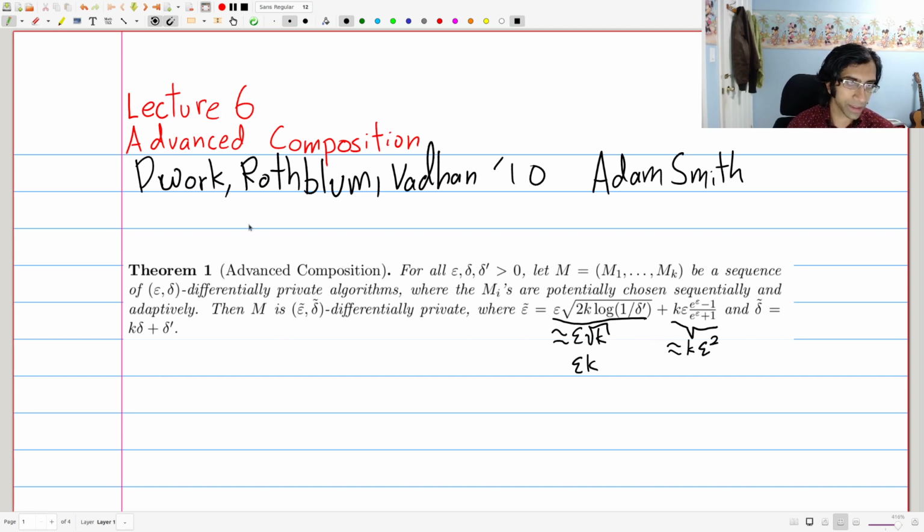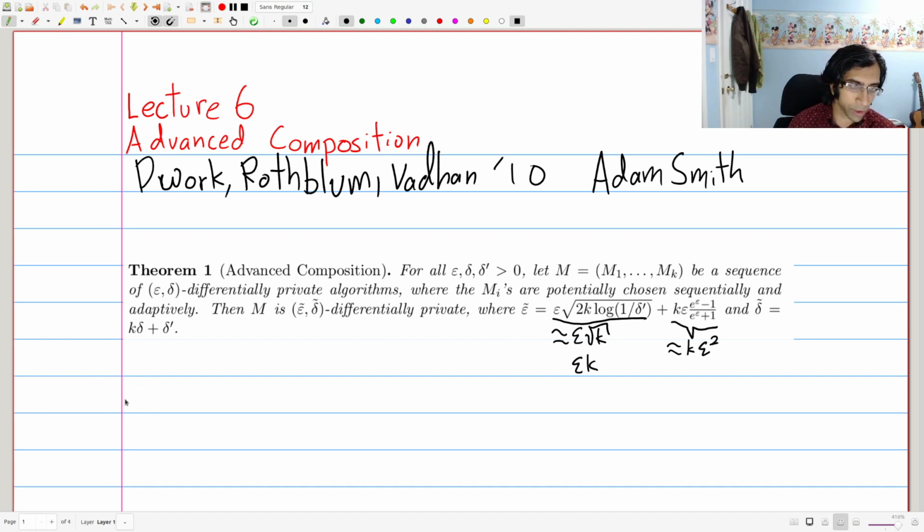Okay, so like I said, this is the result due to Dwork, Rothblum, and Vadhan. I'll mention that there have been some refinements of this as well. Something like this is the best you can hope for, in the sense that you're not going to get something like epsilon times k to the 1/3, for example. This is kind of the limit.